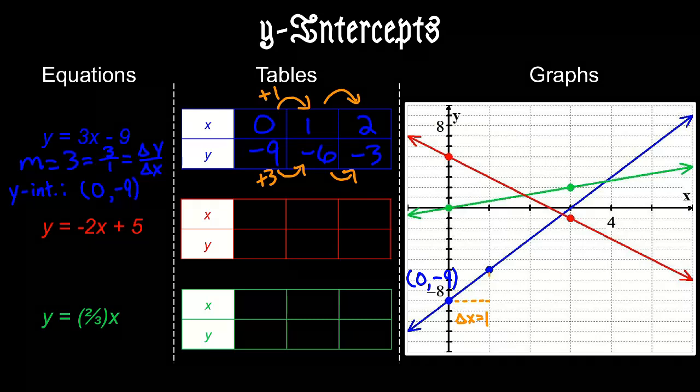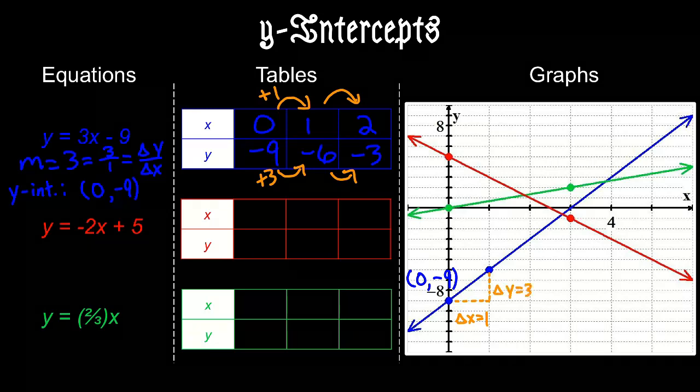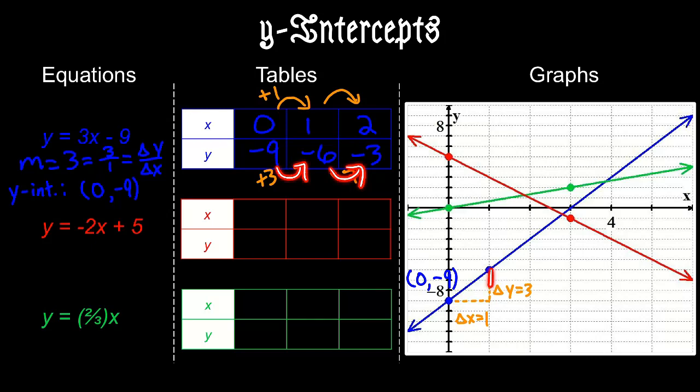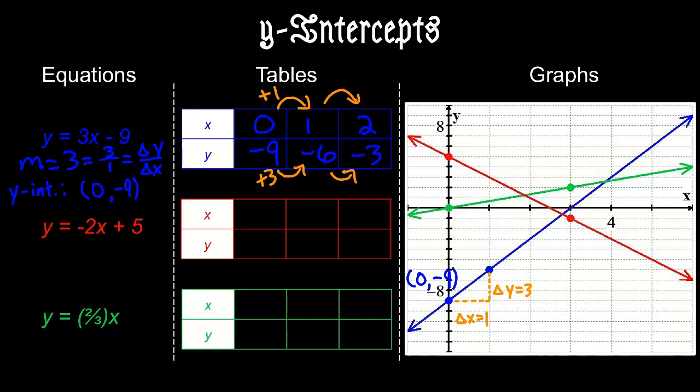And then in the graph, we can see that our delta y is 3, up 3. And we can see in our work on the equation over here that our delta y is 3. So notice that our delta y is 3 in all of these, and that our delta x is 1 in all of these. And so that's how we see the slope showing up in different ways, in the graph, in the table, and in the equation.